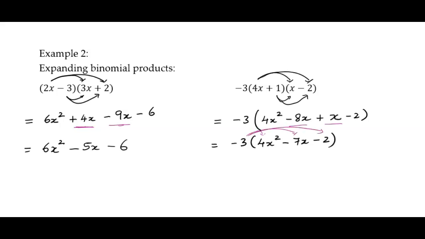One last step in this question: we are going to multiply everything with a minus 3. I'm going to start with minus 3 times 4x squared, giving us minus 12x squared. The second step, minus 3 times minus 7x. Two negatives make a positive, so a positive 21x, and then finally minus 3 times minus 2, giving us a positive 6. The steps are exactly the same as the previous question, except before we get to the last step, we have to multiply everything with the number in front. So that's expanding binomial products. Moving on to further examples.